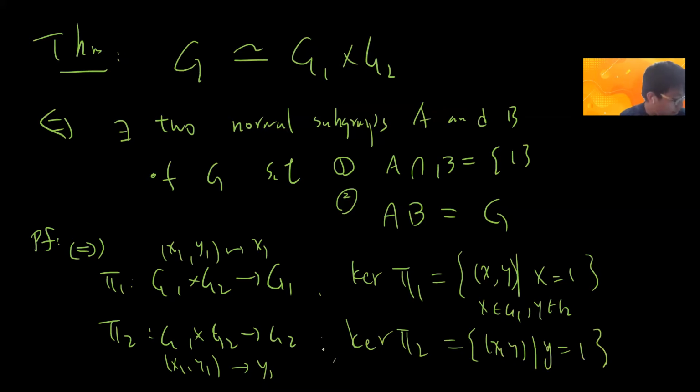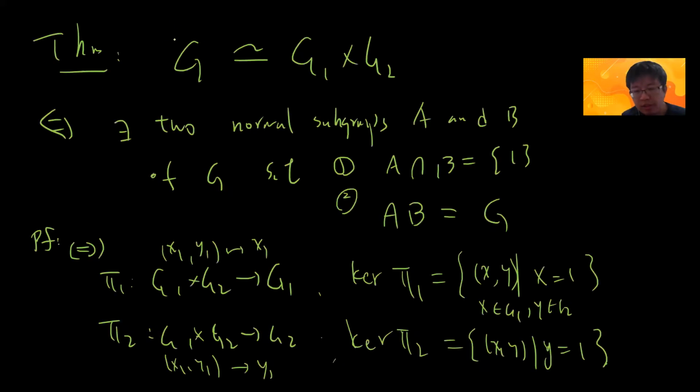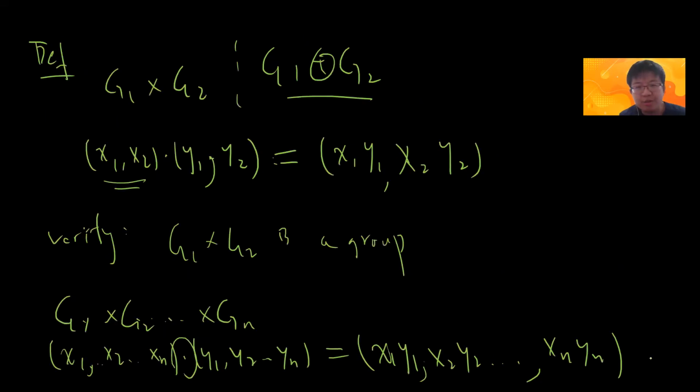So you get two kernels. I know this is very elementary, but we know the kernel of pi1 and the kernel of pi2 are normal subgroups of G, since they are kernels. Obviously this kernel fixes the first component to be 1, so the kernel of pi1 is isomorphic to G2, and the kernel of pi2 is isomorphic to G1.